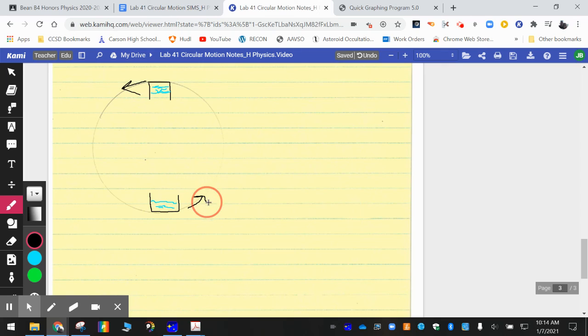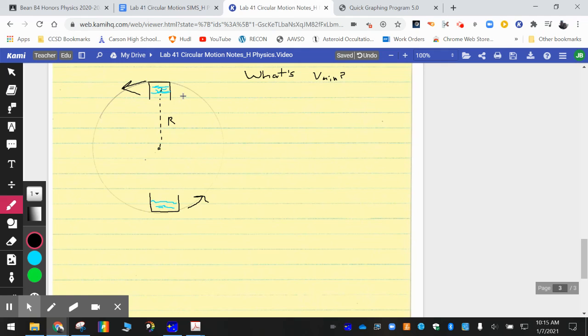The question is, what's V minimum so no water comes out? We'll go about right here, and let's say this is R. The radius is R, and it's going in this circle. What's the minimum speed in order for this to go all the way around?